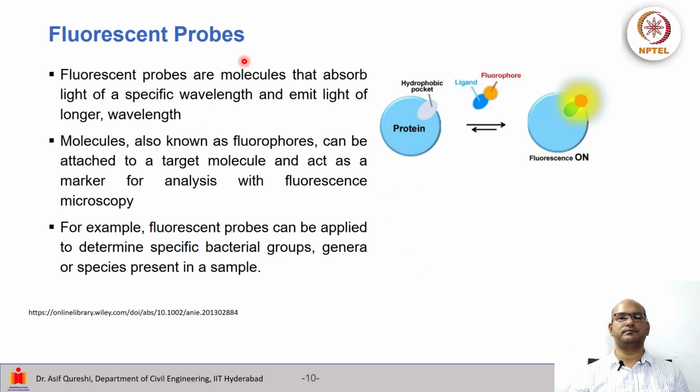Next we have fluorescent probes. These probes are essentially molecules that absorb light of a specific wavelength and emit light generally of a longer wavelength. These molecules are called fluorophores. So these fluorophores in combination with a ligand are attaching to the protein of our interest, the target molecule, and then this will exhibit fluorescence, which can then be observed through fluorescence microscopy. These probes can be applied to determine specific bacterial groups, genera, or species present in a sample.